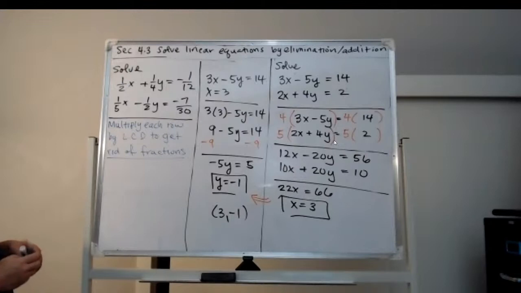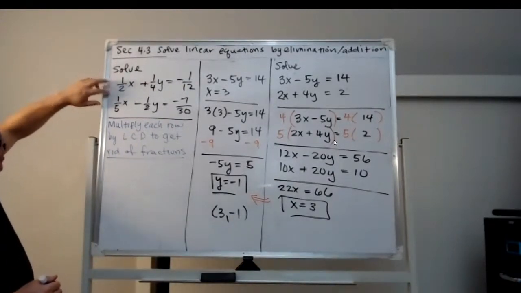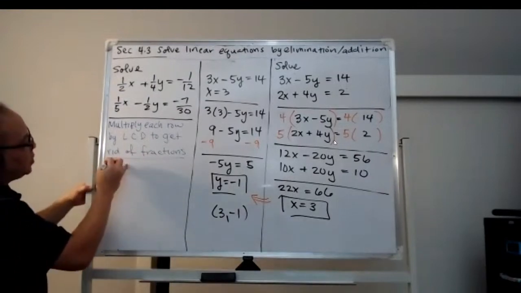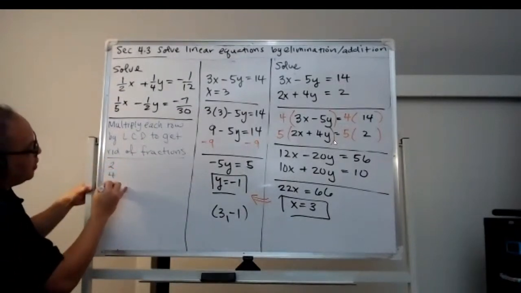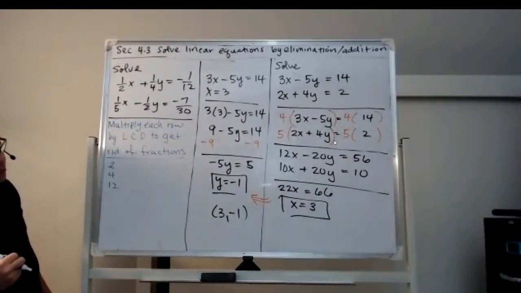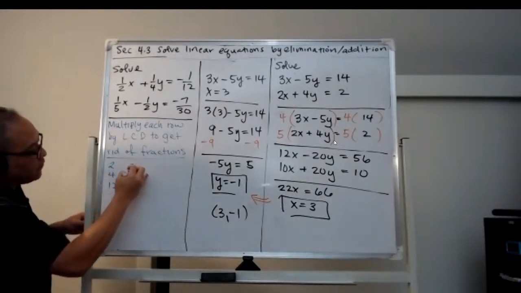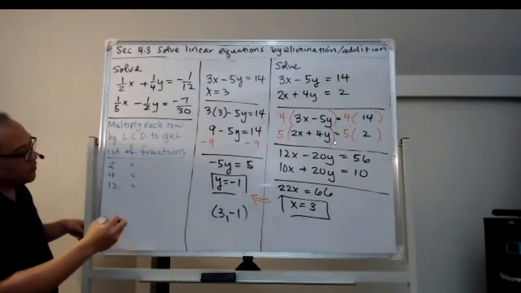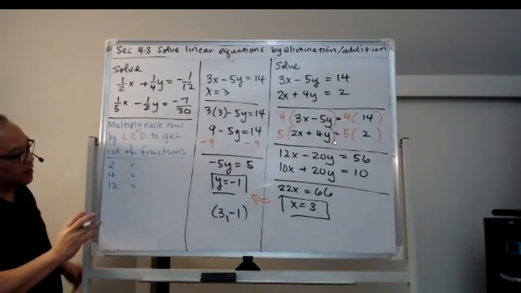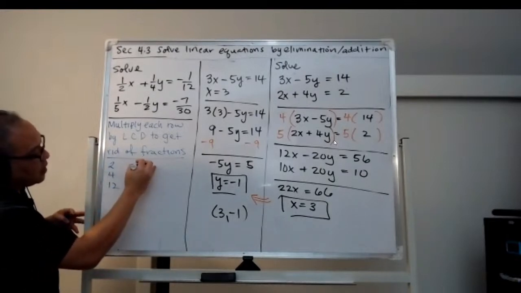Okay. So let's review how to get the lowest common denominator. When I'm looking at this row right here, I have 2, I have 4, and I have 12. Now, for some of you, you'll just see it. And for those of you, God bless you, go ahead and do that. For the rest of you, break this down into prime factors.